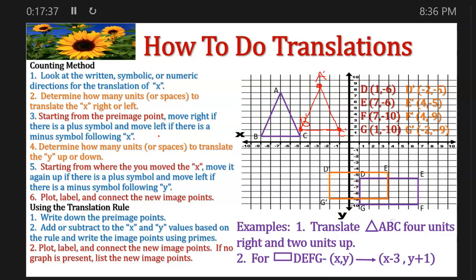And here is an example of what that would look like after we translate it: -3, or to the left 3, and up 1 unit.